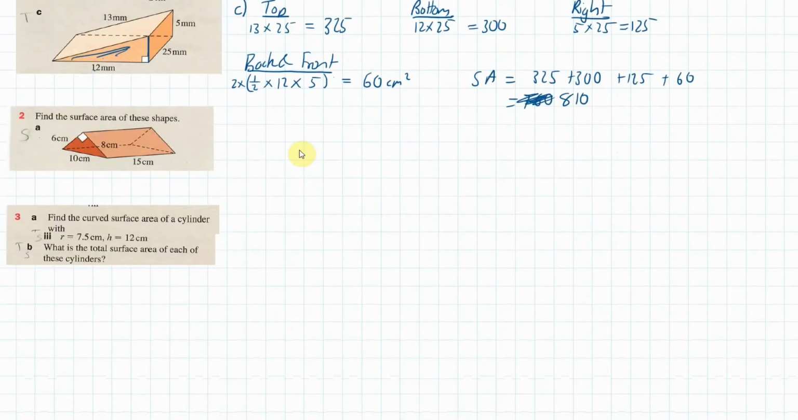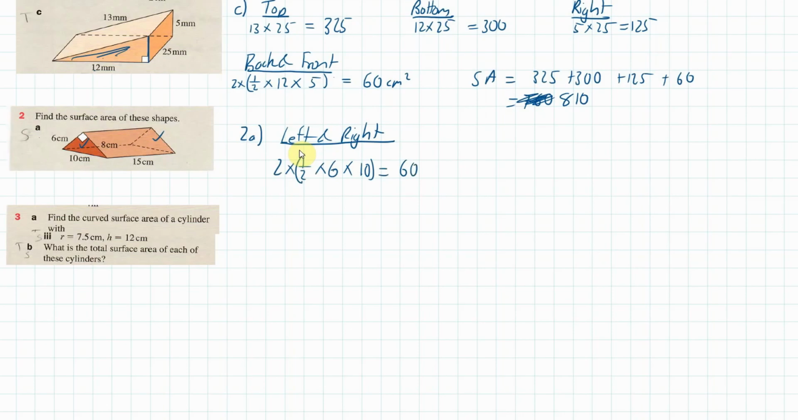Number 2, 2A. What do we have to do here? Okay, well, let's do the left and right. So what I'm doing here is this face and this one at the back there. So again, they're triangles. We're going to go 2 lots of half the base times the height. And this gives us 60 altogether.